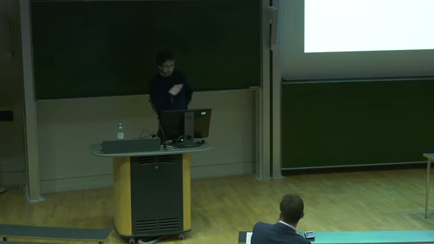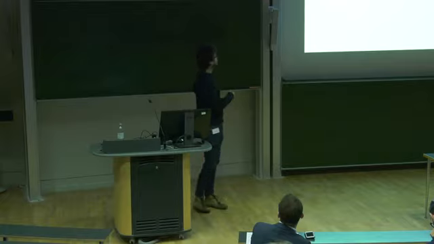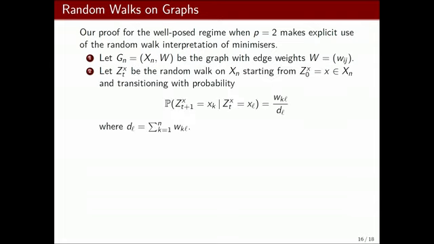Okay, so let me give some description of how this proof works for p equals 2, and why it works for p equals 2 and not for other choices of p. The idea we use is a random walk interpretation of minimizers. We have our graph Gn, the graph with our points xn, where the edge weights are w. We then take this random walk, where Z_t^x is the random walk starting from the point x, some part of our graph, and transitions with probability: if we go from xl to xk, the probability is proportional to wkl.